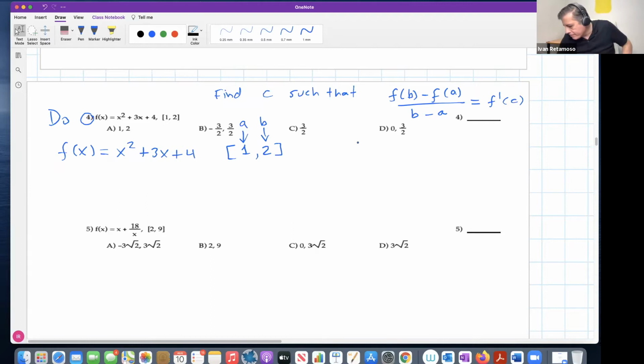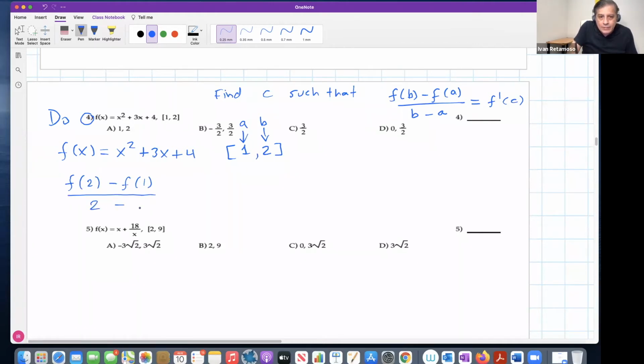Maybe I should write out this part too. Looking to verify this, right? F at 2, always the evaluation at the last endpoint comes first, minus evaluation at the first endpoint over 2 minus 1, right? This is what you gotta do. And then on the other side, that derivative, but evaluated at C. And then you gotta solve for C.